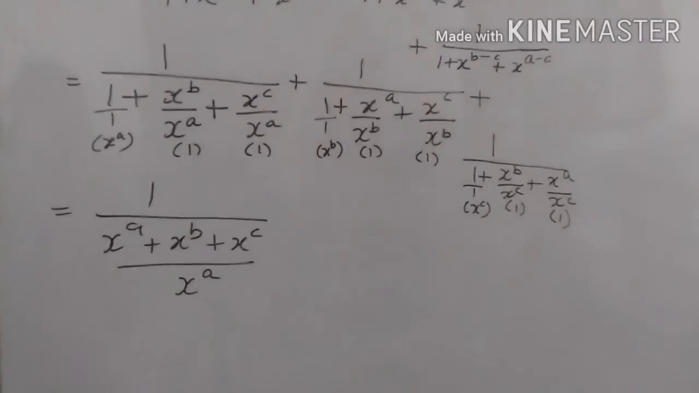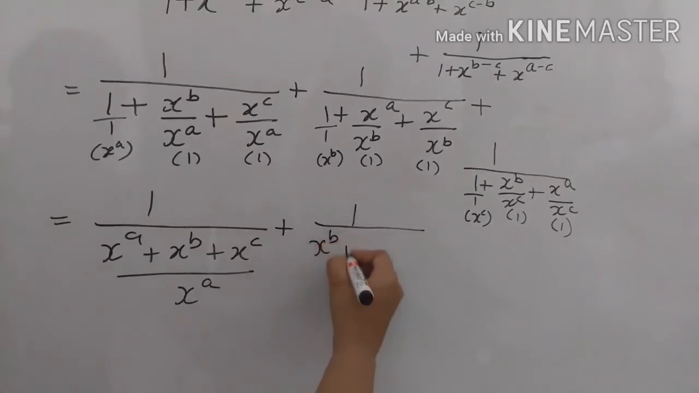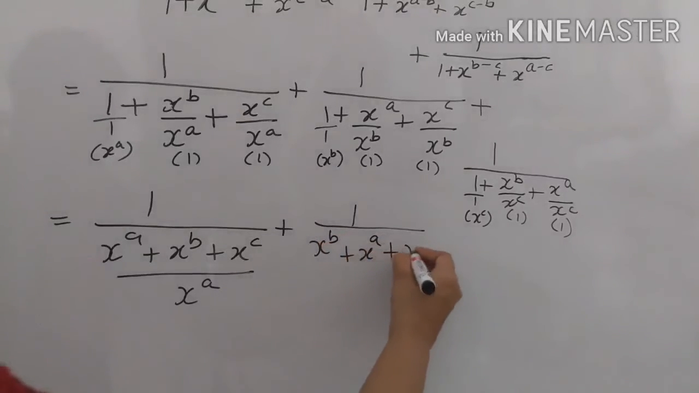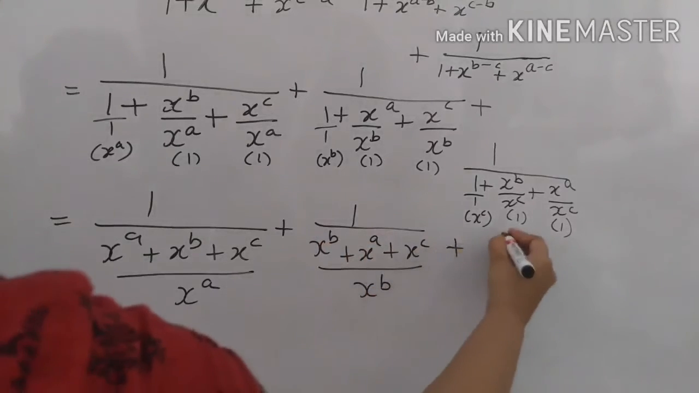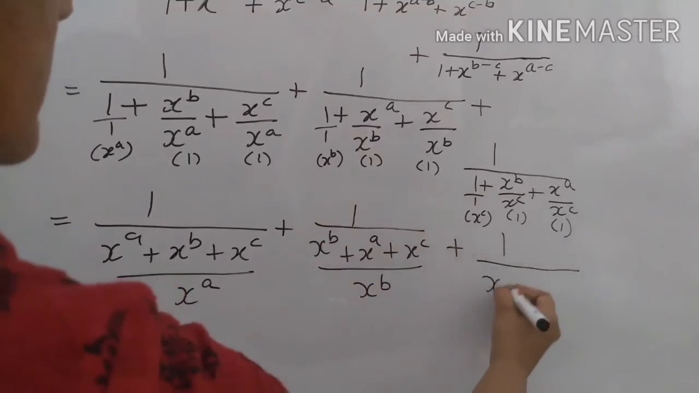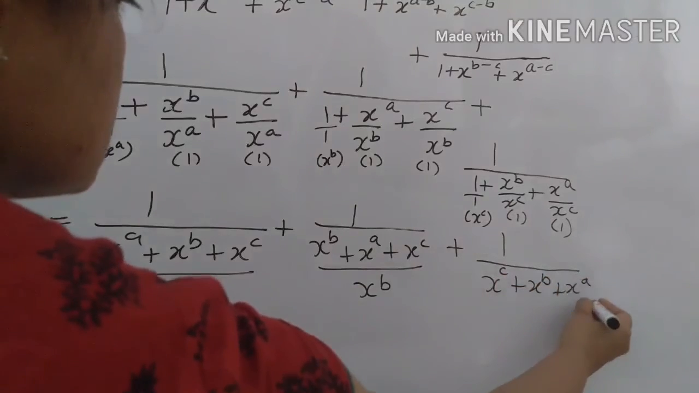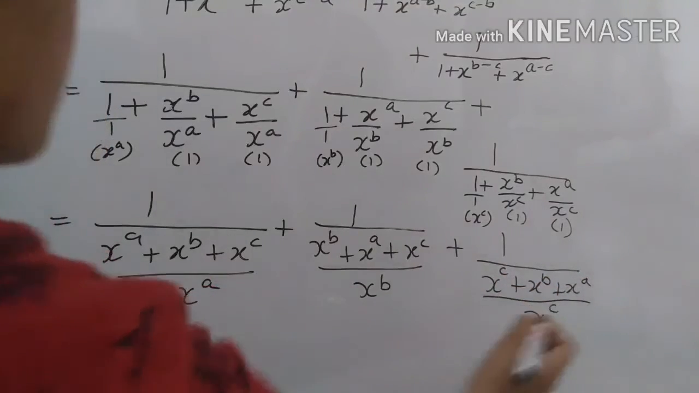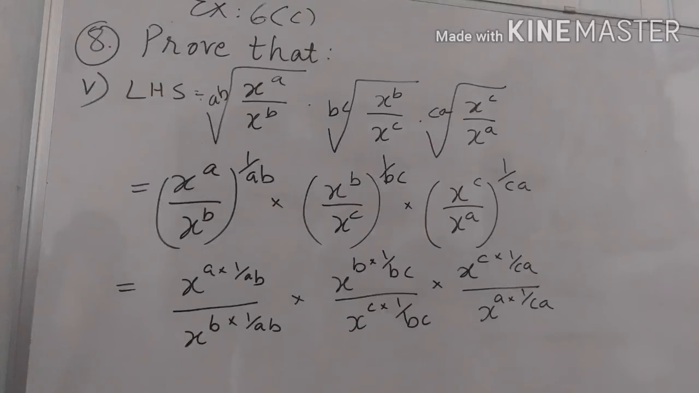Next step is 1 upon x raised to b plus x raised to a plus x raised to c upon x raised to b plus 1 upon x raised to c plus x raised to b plus x raised to a upon x raised to c. This is how we have taken LCM. So this is how we prove question number 5.